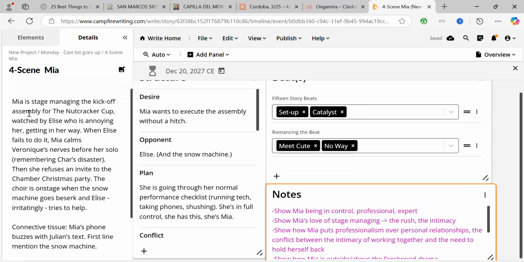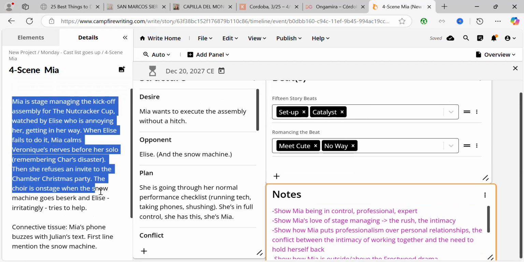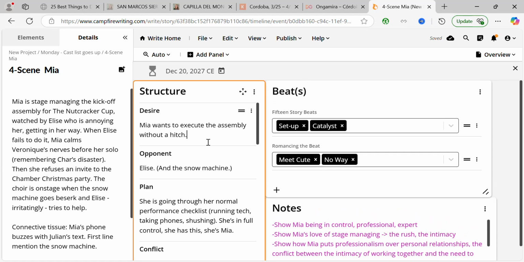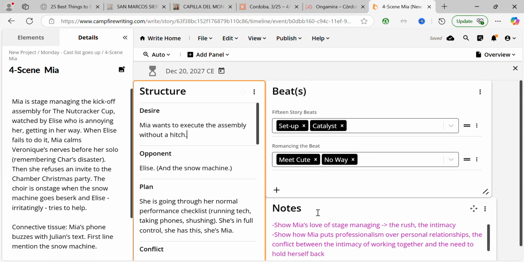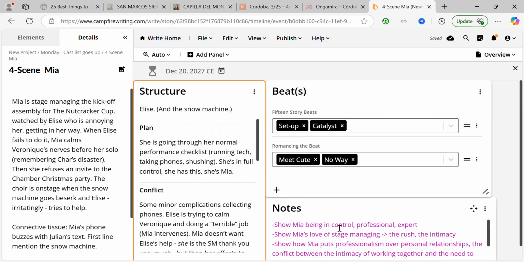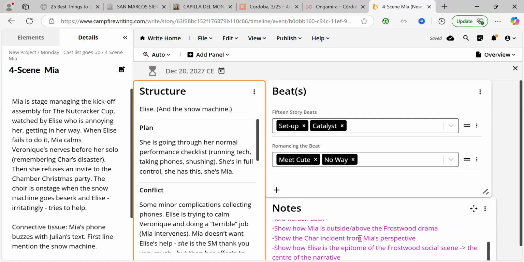So over here, I have the overall description of the scene. This is the initial setup, what I've used this for, in the bird's eye view. Okay, so this is her professional, expert-level stage managing, etc. She has a goal that's directly tied to that. She has the opponent, which is her love interest. Her plan, she's in control. She is doing what she usually does. This is her professionalism. This is her expertise.